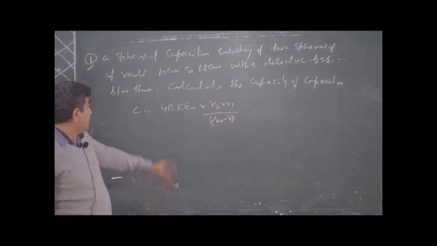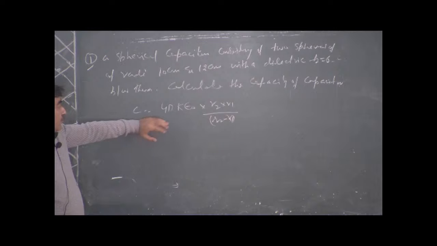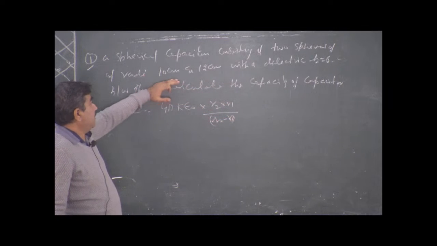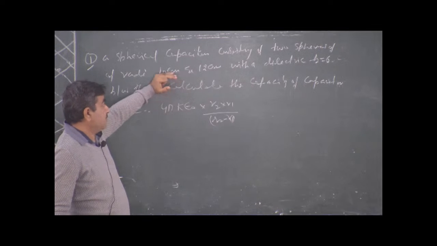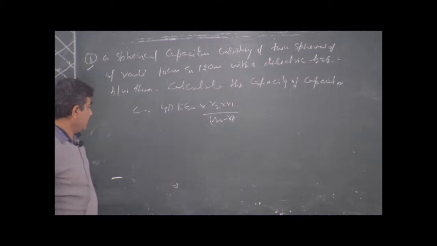So just solve it on your own. You know the value of epsilon naught, you know the values of radii R1, R2. You have to consider these radii in SI system, that is meters. Then finally the capacity will come out in farads.